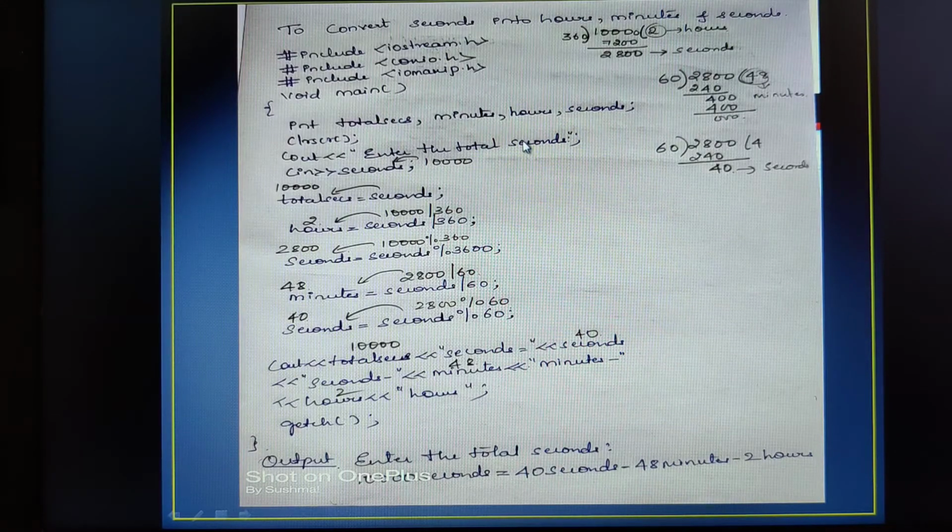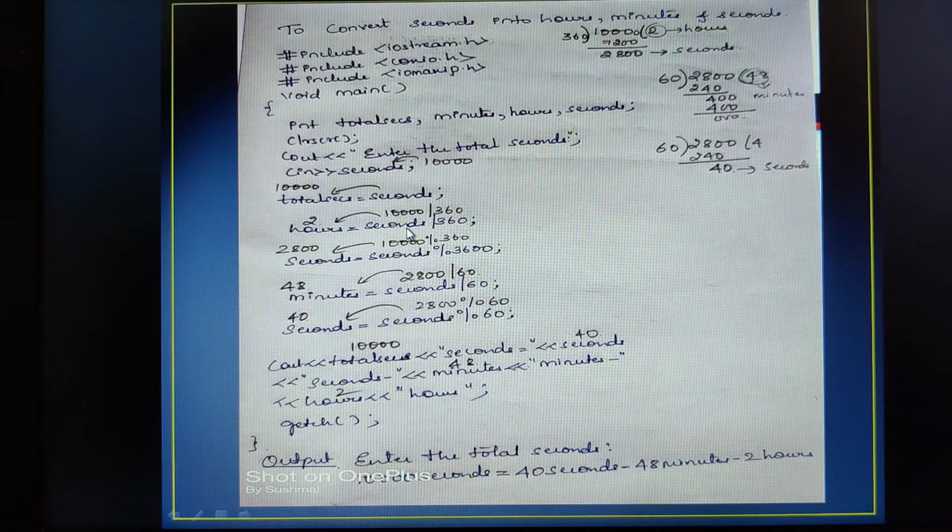Now enter the total seconds. How many seconds are they entering? 10,000. Okay, how to calculate now? Whatever you have read in seconds, the same value is moved into the new variable known as total second, as 10,000. Then how do I calculate for hours?